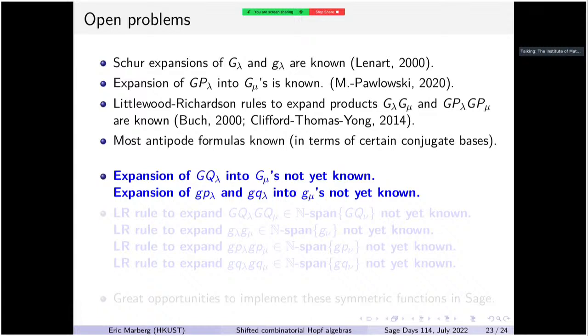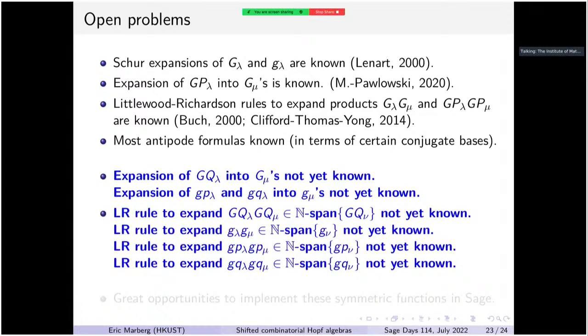So presumably they do, but it's not known what that expansion is. I don't think it's known the expansion of these dual functions into lowercase g's. I don't think there's Littlewood-Richardson rules to compute any of these products. I'm a little bit uncertain about the lowercase g's, but about the shifted versions, I think that's completely unknown. And at least some of these objects would be natural things to implement in Sage.